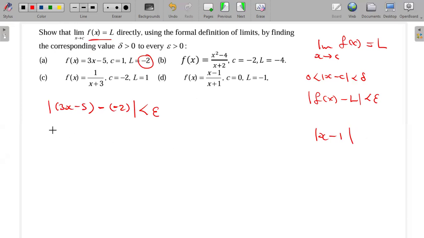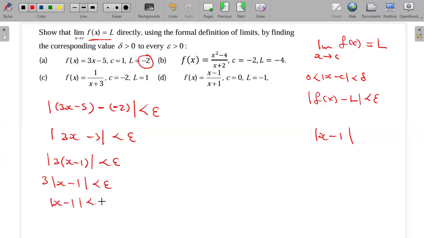So from here, this is going to be 3x, then minus 5 plus 2, so you have minus 3 remaining, less than epsilon. Then you can factor out the 3: 3 times the modulus of x minus 1 is less than epsilon. Now you've seen the part x minus 1, and further on you can say that the modulus of x minus 1 is less than epsilon over 3.